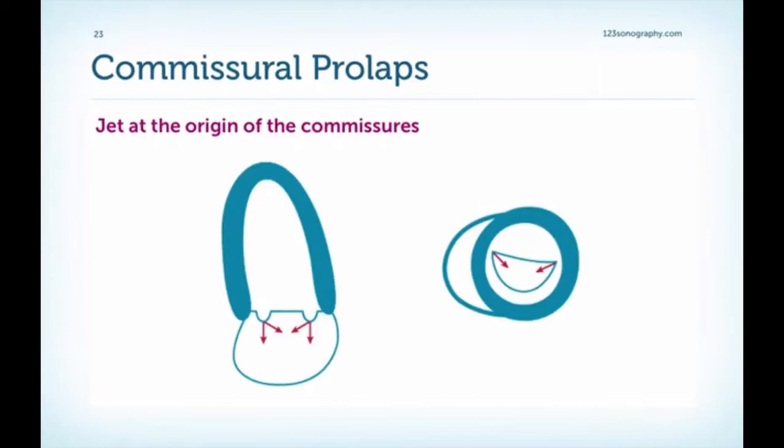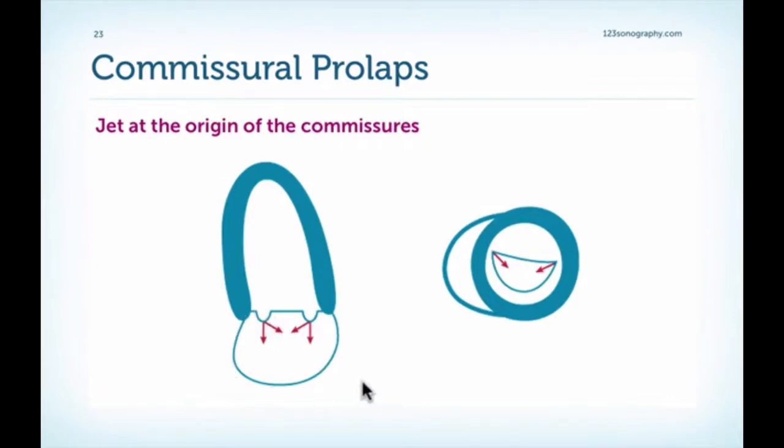Commissural prolapse. Usually if we have a commissural prolapse, we have involvement of both the anterior and the posterior leaflet, and the jet direction can vary. It can be more towards the center of the ventricle, but it can also be very parallel to the anterior or to the posterior wall.